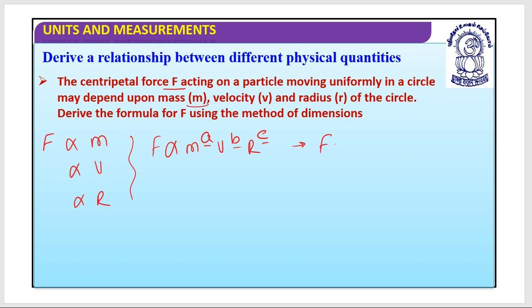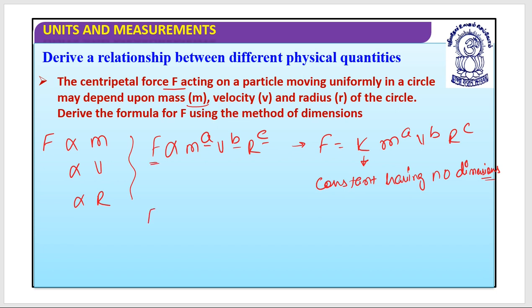So I can write it like this: F is equal to k into m to the power a, v to the power b, r to the power c. K is a constant having no dimensions. Now what should we do? We should write down the dimensions. What would be the dimensions of force? It's in kg meter per second square, so it is m1 l1 t minus 2.